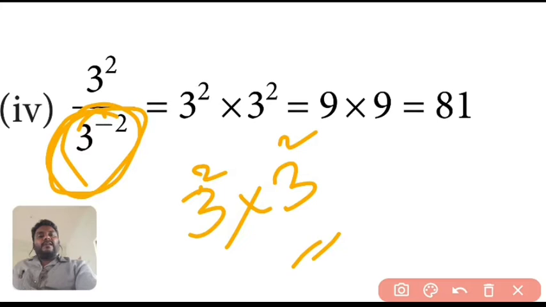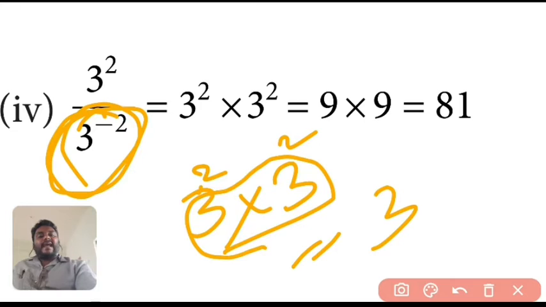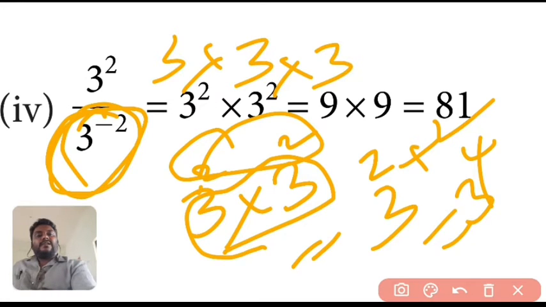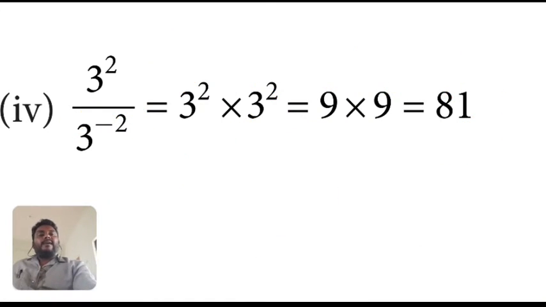So equal to, here I am using the product law. The bases are equal, so we add the powers. Here the power is 2 plus 2, equal to 3 power 4. 3 power 4 means 3 into 3 into 3 into 3. So 3 3s are 9, 9 3s are 27, 27 3s are 81. 81 is the required answer.